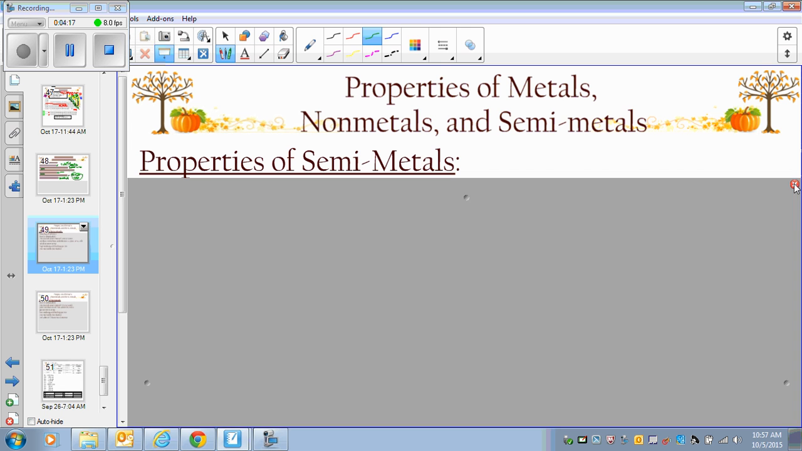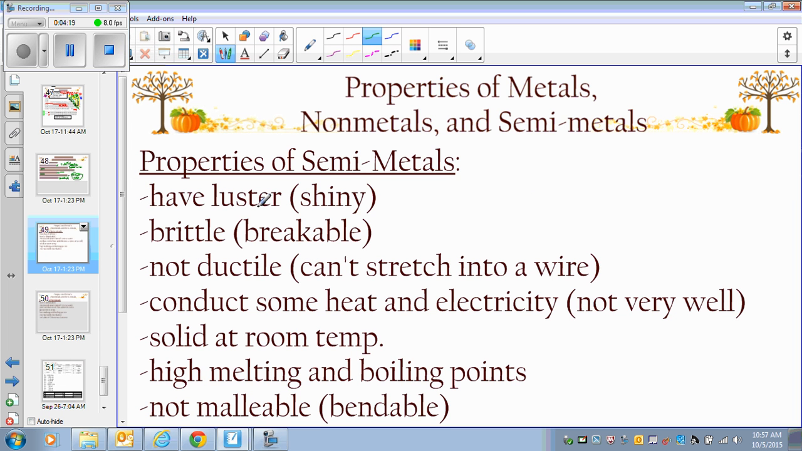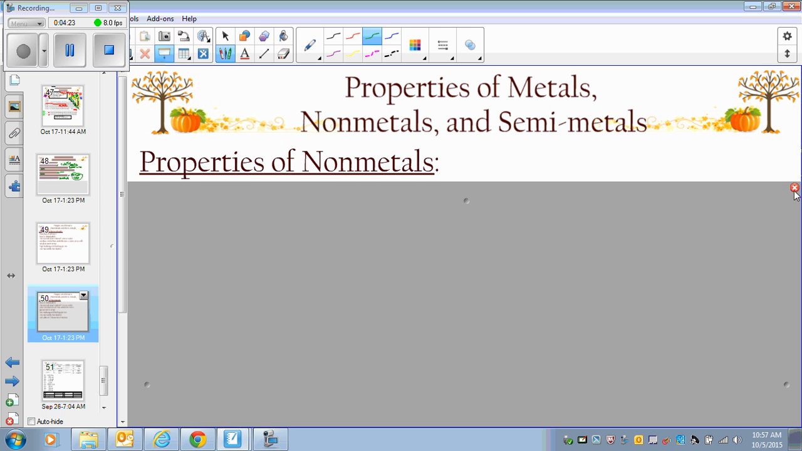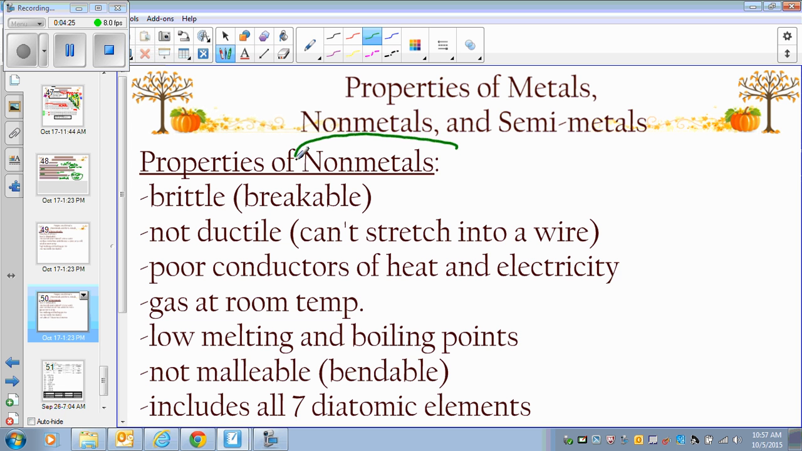Properties of nonmetals. So let's talk about nonmetals. They're brittle, they're not shiny. Okay, not ductile. So you can break them, but they will not be turned into wires. If you try to do something with it, it will simply break. So they're brittle, they're not ductile, they're poor conductors. Metals are good conductors. Nonmetals are poor conductors.